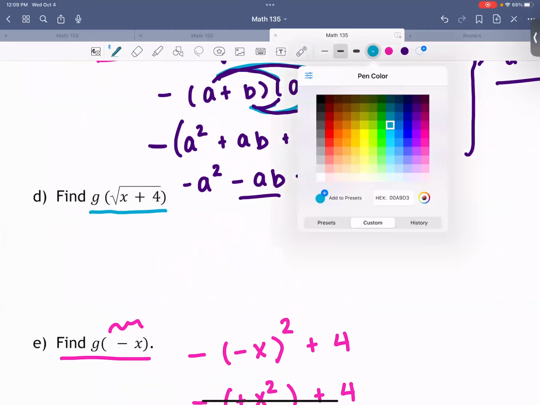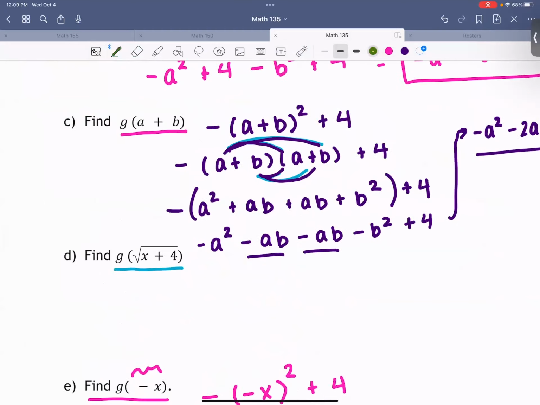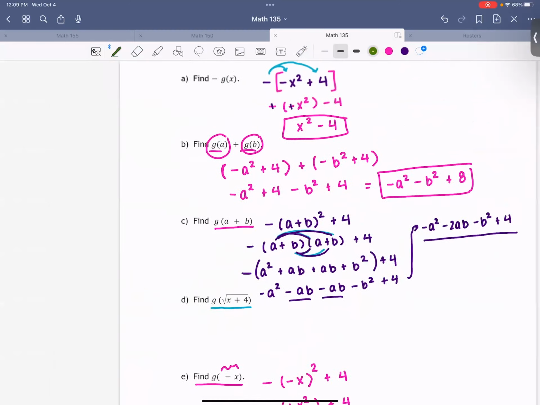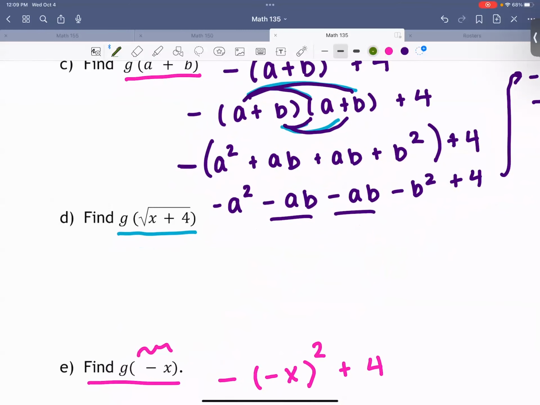So I'm going to switch my color here. Wherever I see x, I'm going to write the square root of x plus 4. Yeah. The square and the exponent just cancel each other out. Perfect. Now I'm not going to skip steps here because there is something that happens that you might make a mistake on, but that is correct. So let's go ahead and do this.